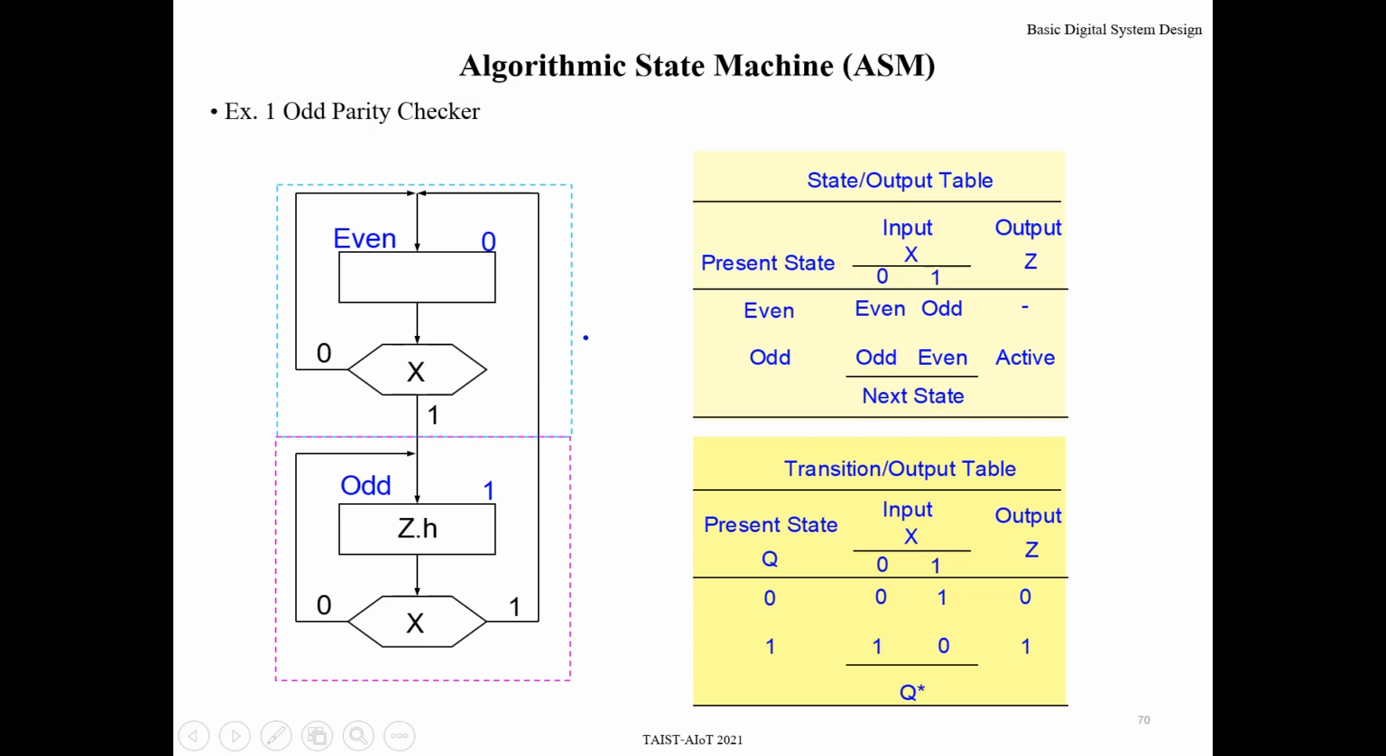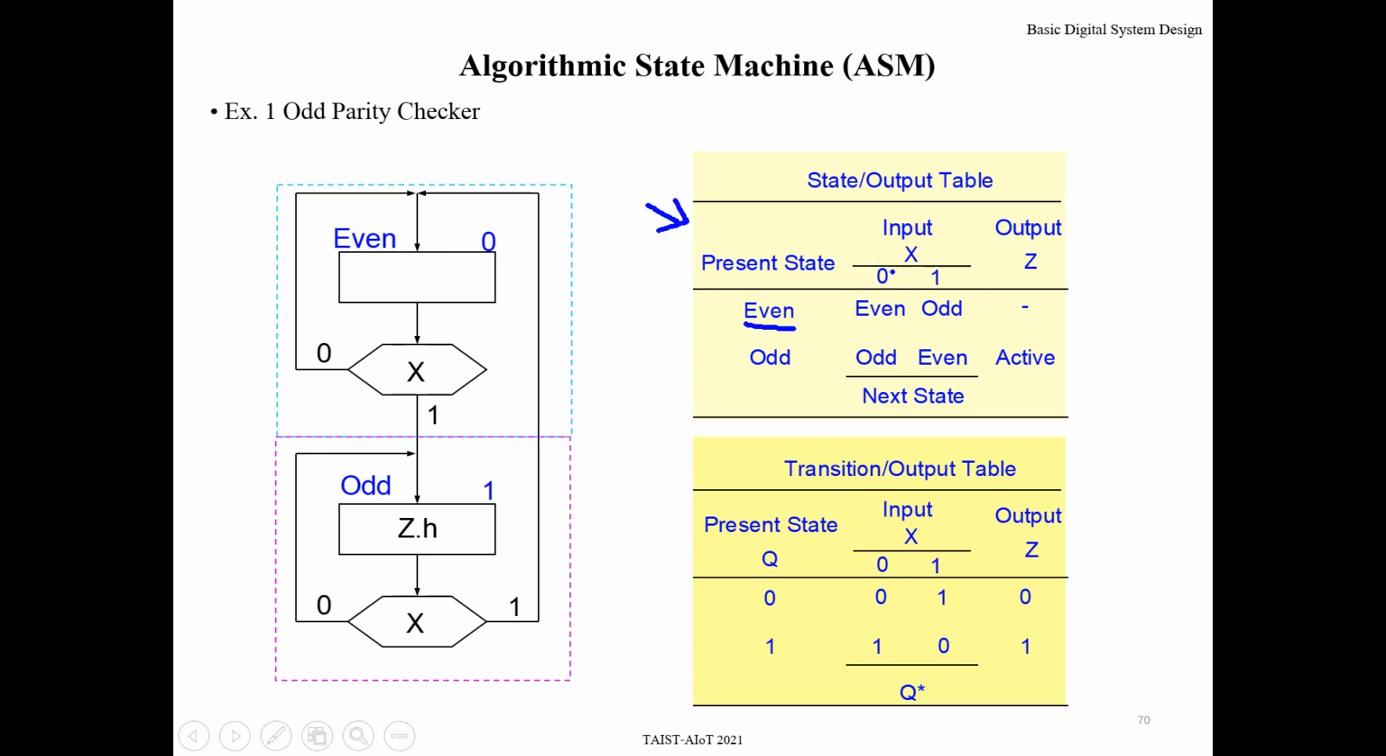Okay, that's all. So if you can write down the ASM chart, of course you can design the state machine. For this one, because there are 2 states, you can use only one state variable, maybe only one flip-flop. In this case I assign 0 for state even and 1 for state odd. This is the state assignment for these 2 states.